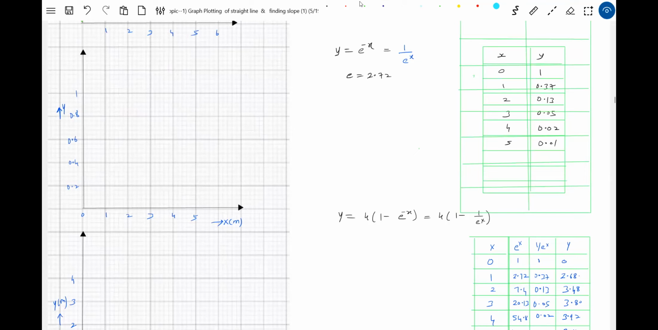So this we can write as y equal to 1 by e to the x. The corresponding values here: put x equal to 0, y will be 1. X equal to 1, 0.37. X equal to 2, 0.13. X equal to 3, 0.05. X equal to 4, 0.02. It keeps on decreasing. So this will be exponentially decreasing.